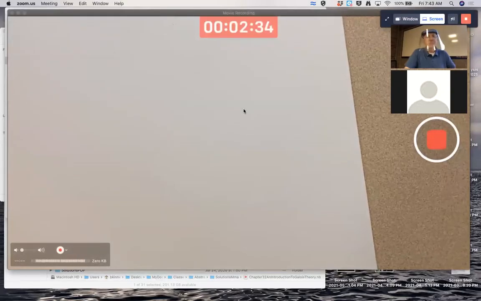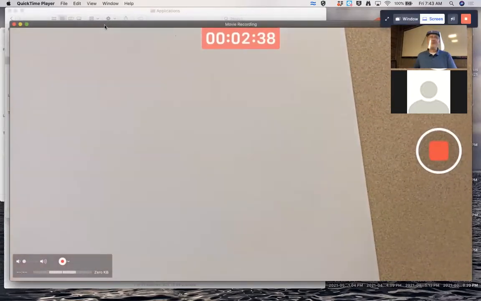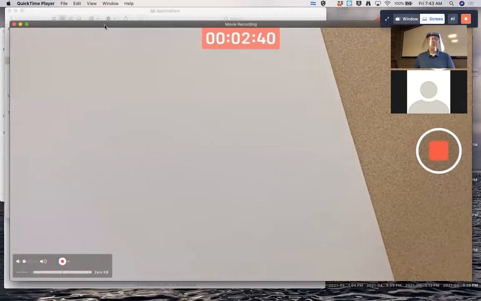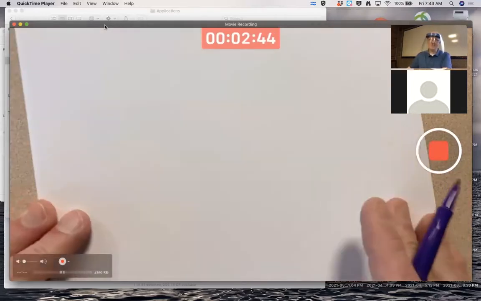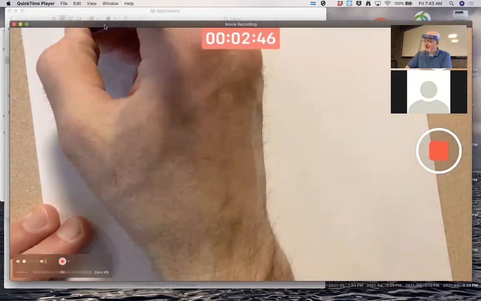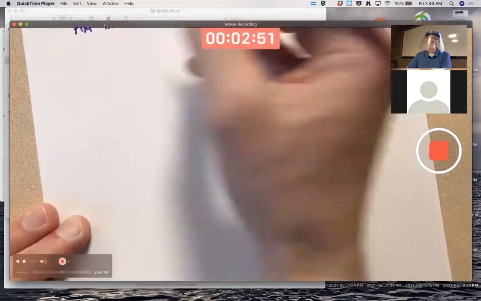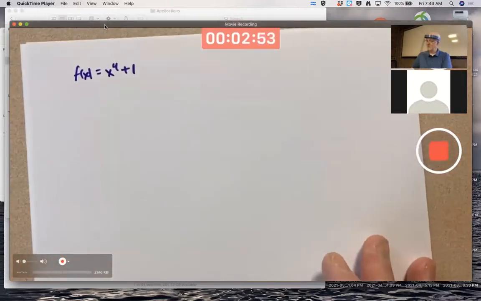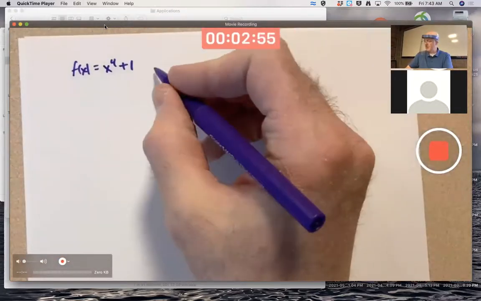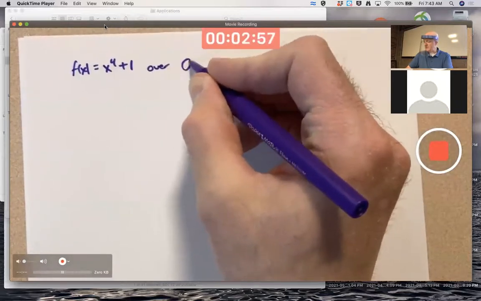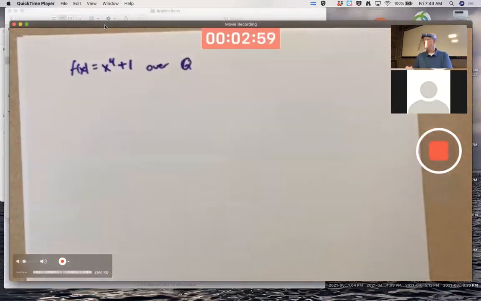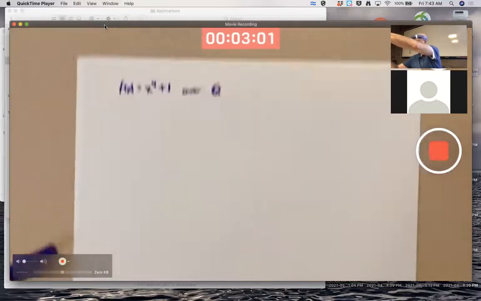All right, so the example that we're going to focus on today is to find and think about the Galois group of the polynomial f of x equals x to the fourth plus 1 over Q. We've talked about this example a little bit before.